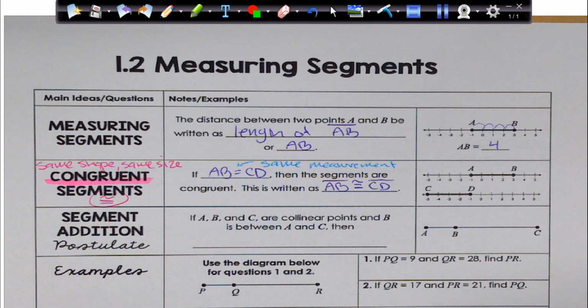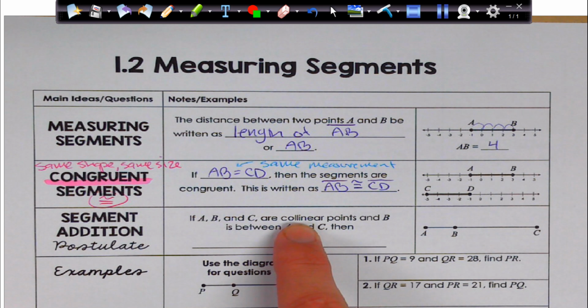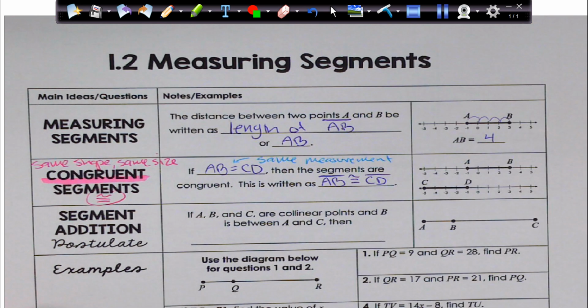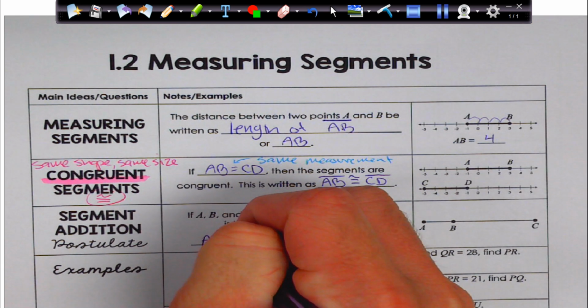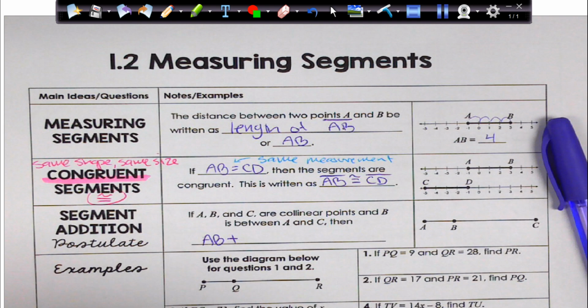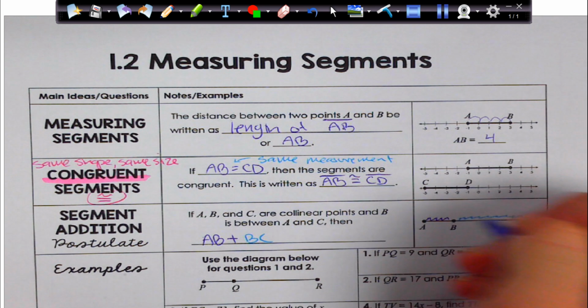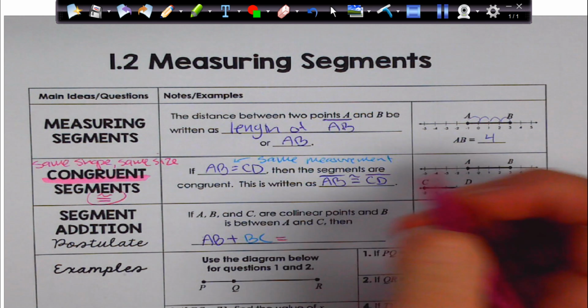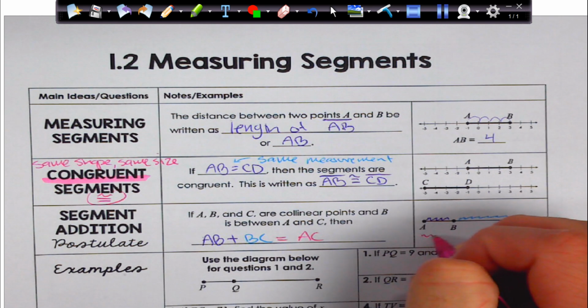All right. Segment addition postulate. So segment addition postulate is pretty cool. If we have A, B, and C that are collinear, meaning they're all on the same exact line, and B is in between them, so see B is in between A and C, that means that AB plus BC, right, so this segment and this segment right here, when you add them together, you should get the entire segment, AC, which is this whole thing right here.